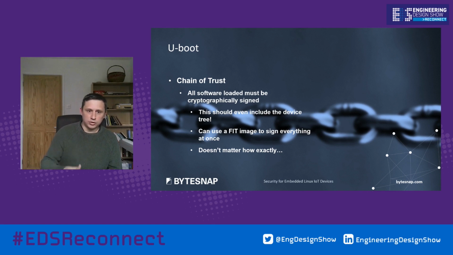U-Boot provides something called a unified image, called a FIT image, to sign everything at once. That can help speed things up or simplify things, or you can do it individually. It doesn't matter how exactly, but everything that can affect your software must be signed. That's the key thing about that.